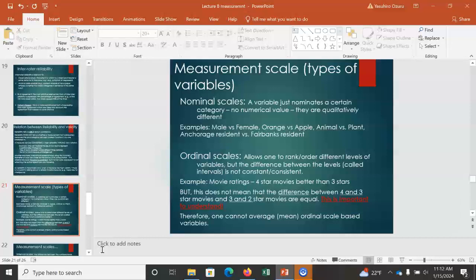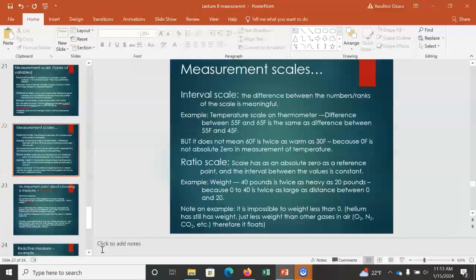Ordinal scale has ordered properties such as, for example, movie rating. A 4-star movie is better than a 3-star movie, but the difference between 4 stars and 3 stars is not the same as between 3 stars and 2 stars. Therefore, the distance cannot be trusted. Okay. Interval scale, the difference between the numbers on the scale is meaningful, and therefore it's consistent. Temperature scale on a thermometer is an interval scale.